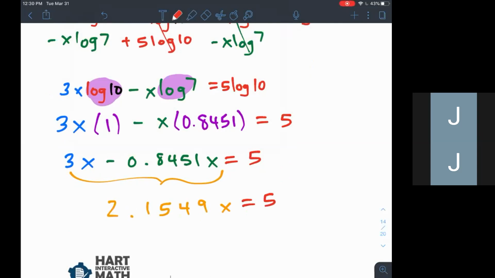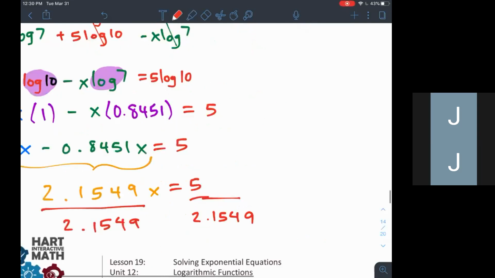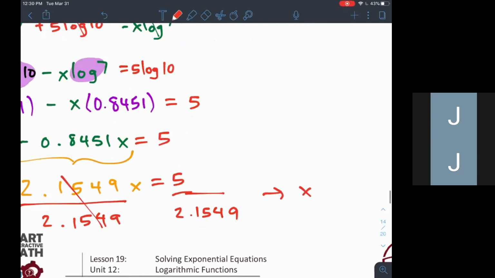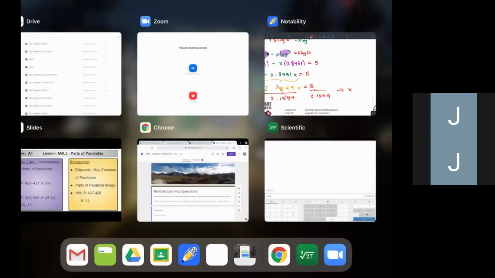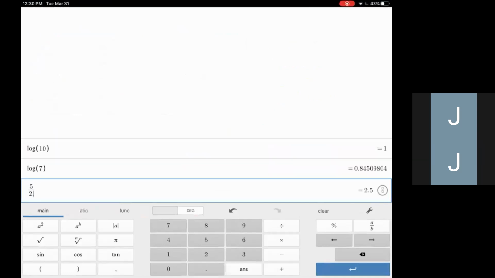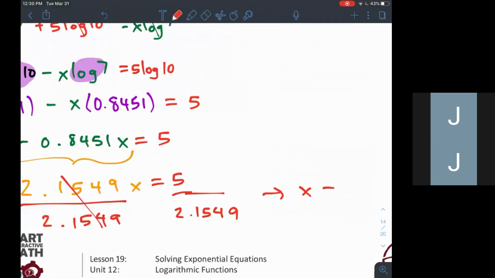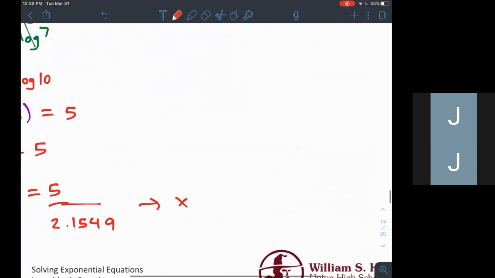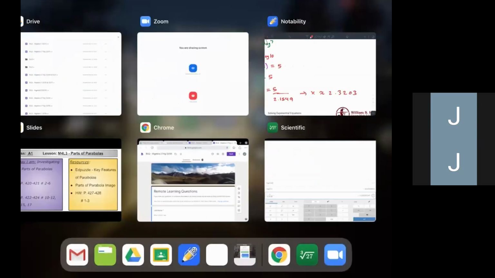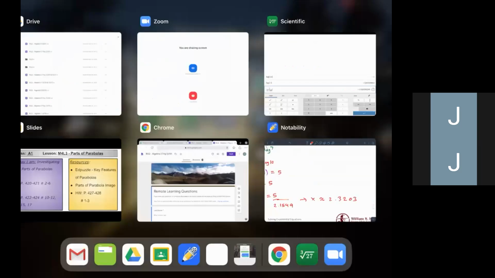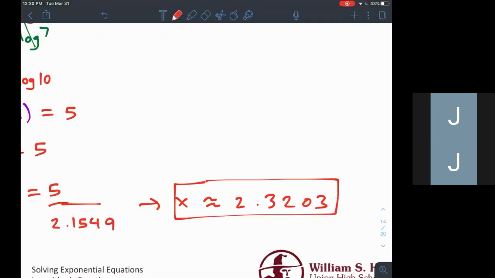Now all I have to do is divide both sides by 2.1549. Once I do that division, x is going to be isolated. Let's see what 5 divided by 2.1549 is. It is approximately 2.3203. Let's call this an approximation because it's rounded. Yep, there's our approximation for x, rounded to the nearest fourth decimal place.